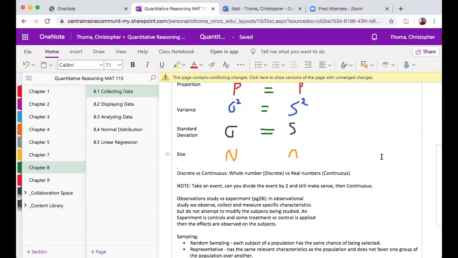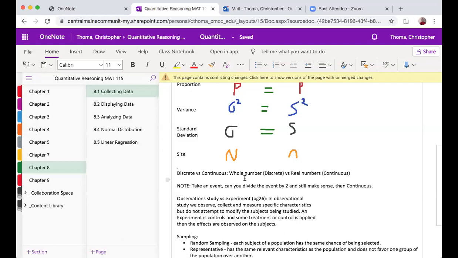All right. Now, another thing that we really have to consider is whether things are discrete or continuous. And again, in here, we're talking about events. I'm not even going to go into all the definitions of the book. How I look at it, something that is discrete is kind of a whole number, versus something that's continuous is a real number. The easiest way for me to tell the difference is if I take my event, which we learned in chapter 7, and I can divide it by 2 and it still makes sense, that's continuous.